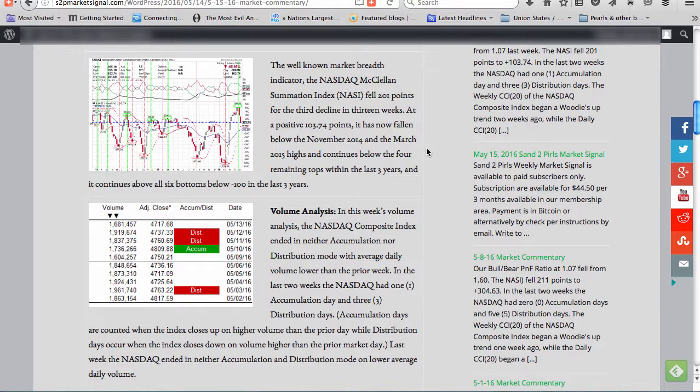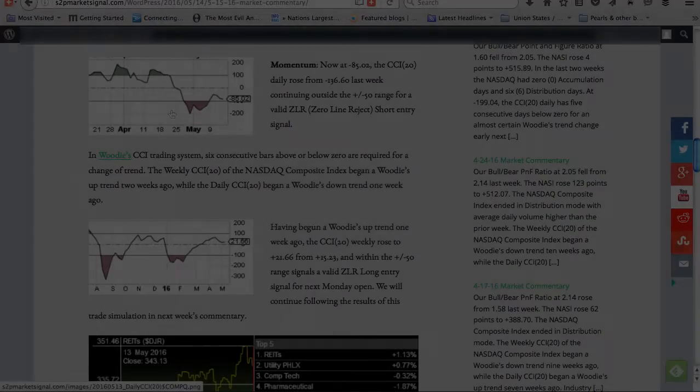Accumulation days are counted when the index closes up on higher volume than the prior market day, while distribution days occur when the index closes down on volume higher than the prior market day. Last week, the Nasdaq ended in neither accumulation nor distribution mode on lower average daily volume.